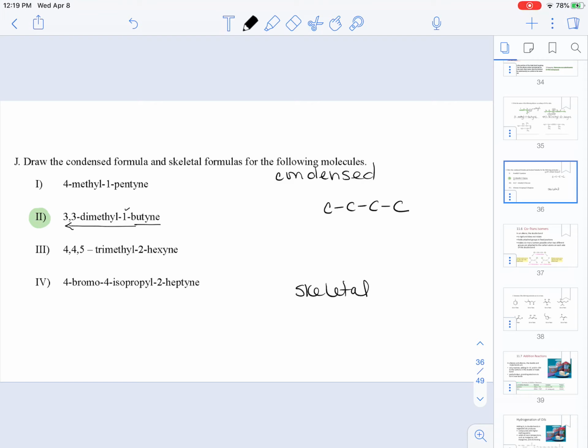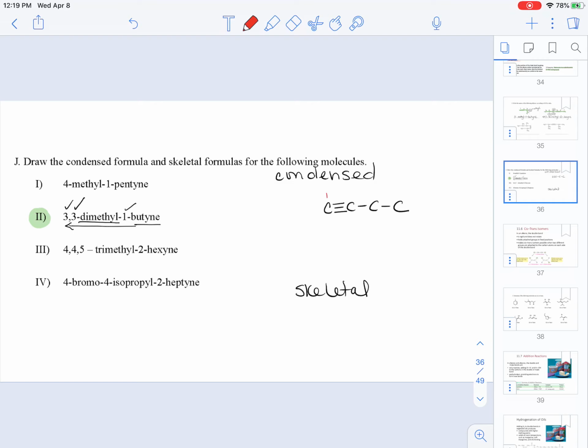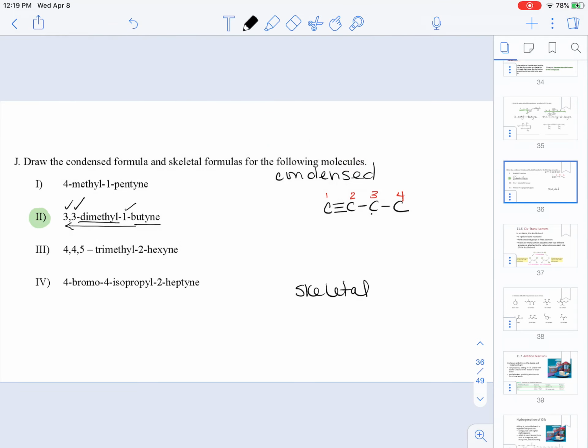The number 1 says that between carbons 1 and 2, we have a triple bond. Dimethyl means that we have 2 methyls. The locations for them is at carbon 3. So if this is carbon 1, carbon 2, carbon 3, carbon 4, on carbon 3, we're going to have one methyl and another methyl.